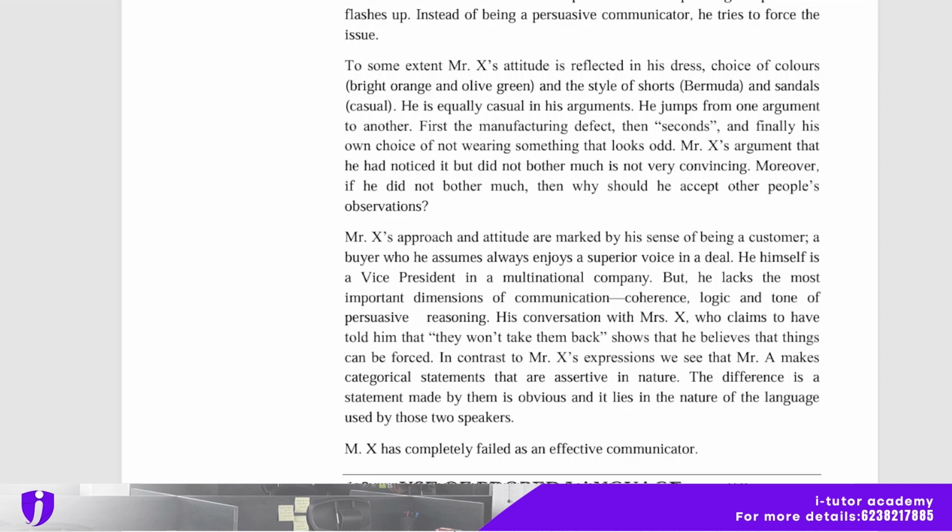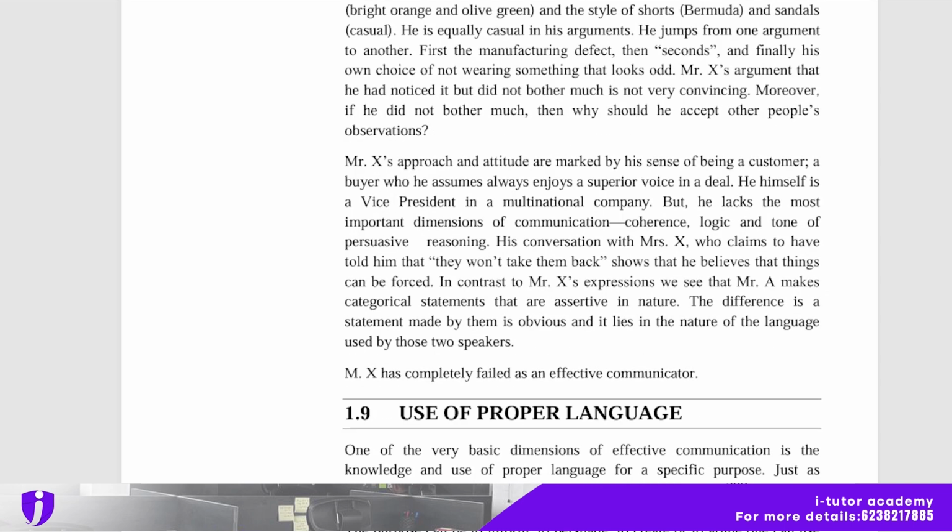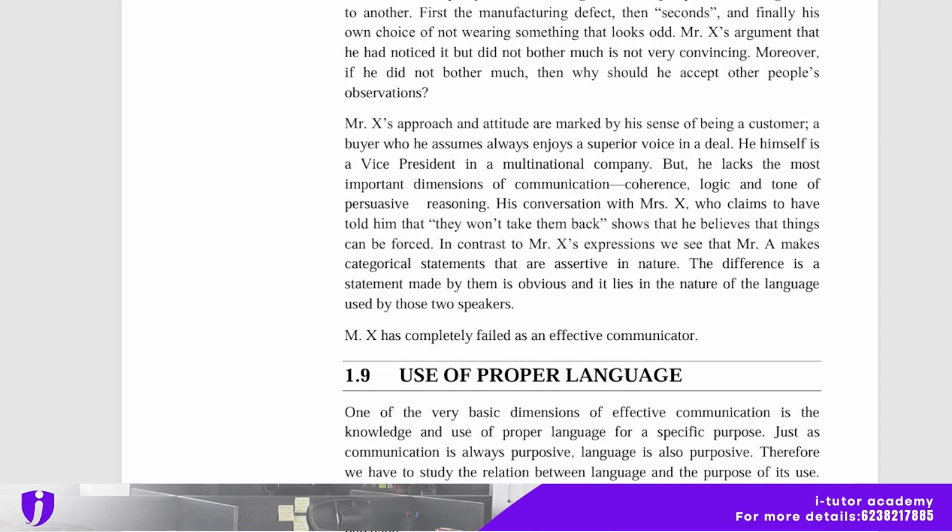He jumps from one argument to another. First, the manufacturing defect, the second, and finally his own choice of not wearing something that looks odd. Mr. X's argument that he had noticed it but did not bother much is not very convincing. Moreover, if he did not bother much, then why should he accept other people's observations?